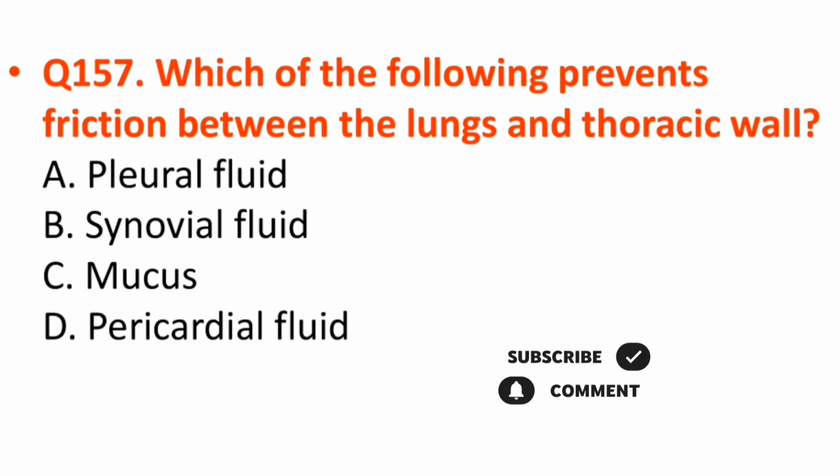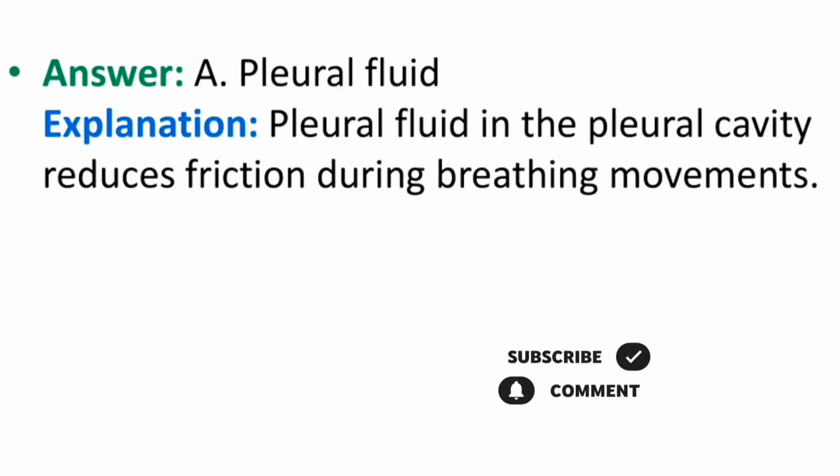Which of the following prevents friction between the lungs and thoracic wall? Option A pleural fluid, option B synovial fluid, option C mucus, option D pericardial fluid. The correct answer is option A pleural fluid. Pleural fluid in the pleural cavity reduces friction during breathing movements.